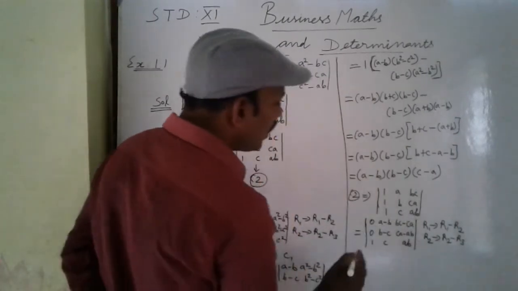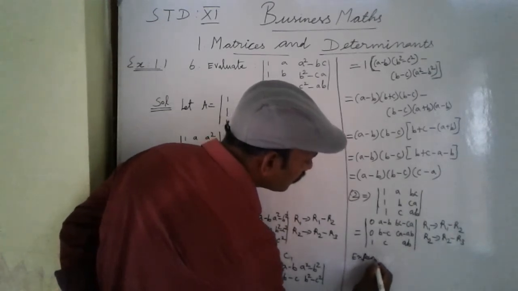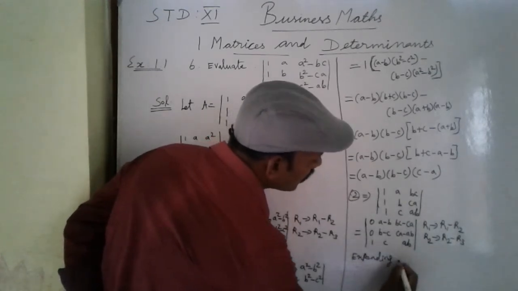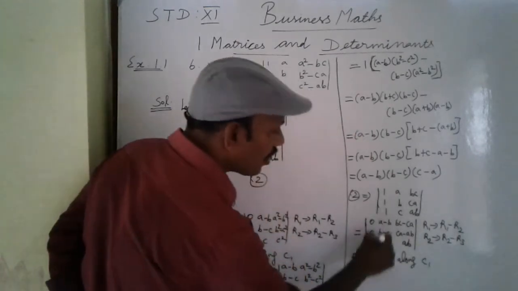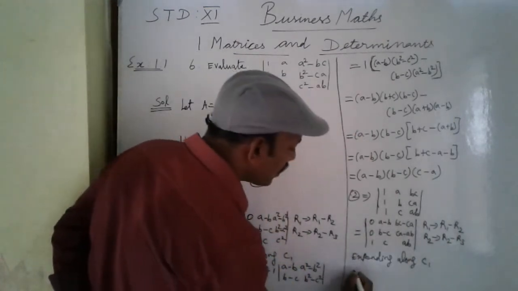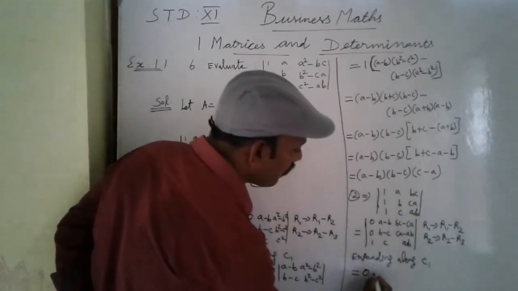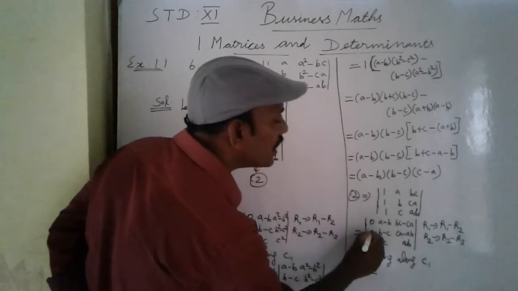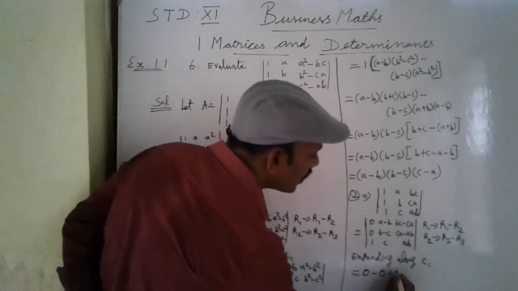Last row. Next expanding along C1. Column 1 we should expand, that is equal to 0 into anything is what? 0, we know that. Minus is a symbol, next term. 0 into anything is what? 0. Plus last one is 1.